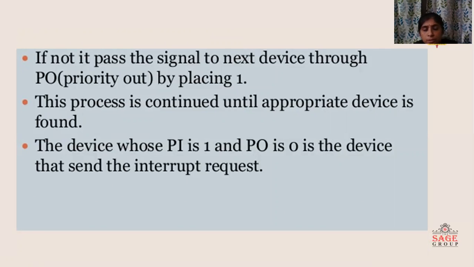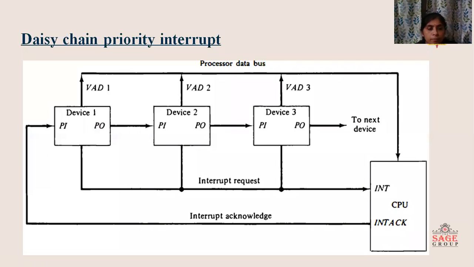If the particular device doesn't want to interact with the CPU, then it passes the signal to the next device through the priority out by placing 1. If device 1 wants to communicate with the CPU, then in that case the priority output will be 0 and vector address 1 will be given to the CPU.